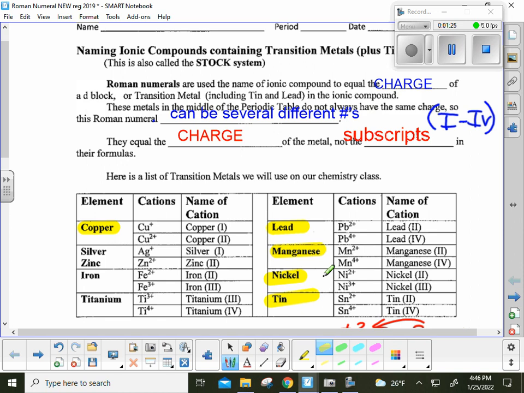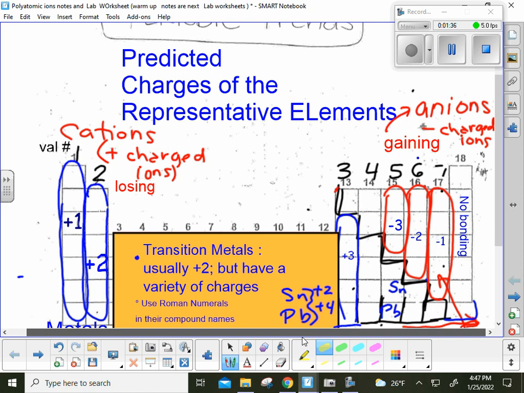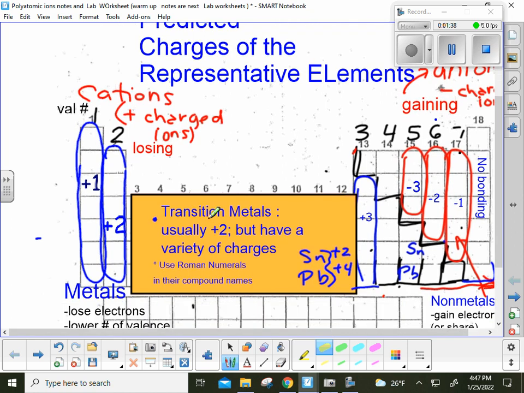You obviously can see them and fill them in, but if you get your periodic table with the predicted charges, this table that I've been having you use, please, if you haven't yet, complete the transition metal section here and label it as having a +2 charge, but they also have a variety of charges. You're going to use Roman numerals. Everybody that's in this D block area that I've marked in this tan section, you're going to use Roman numerals.